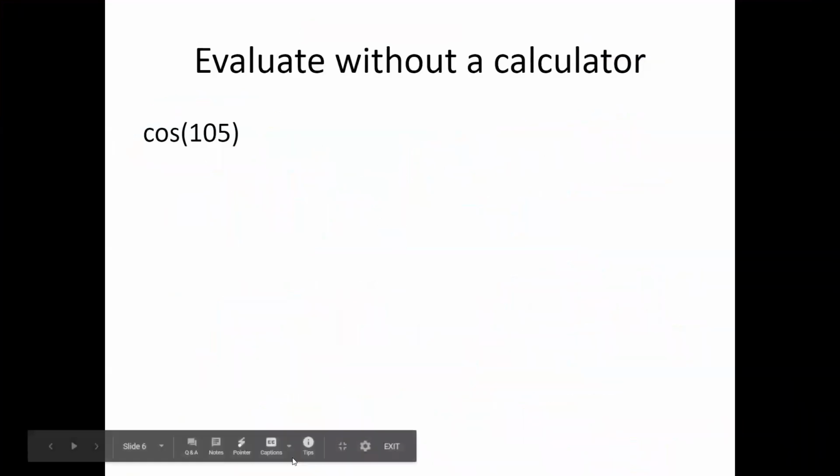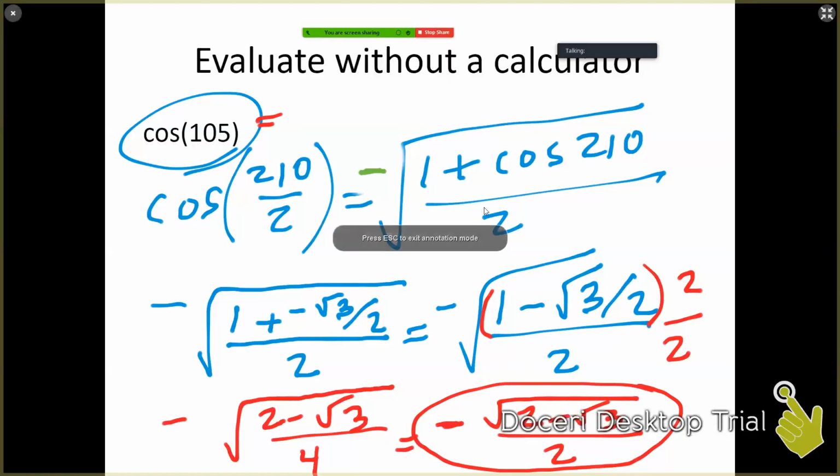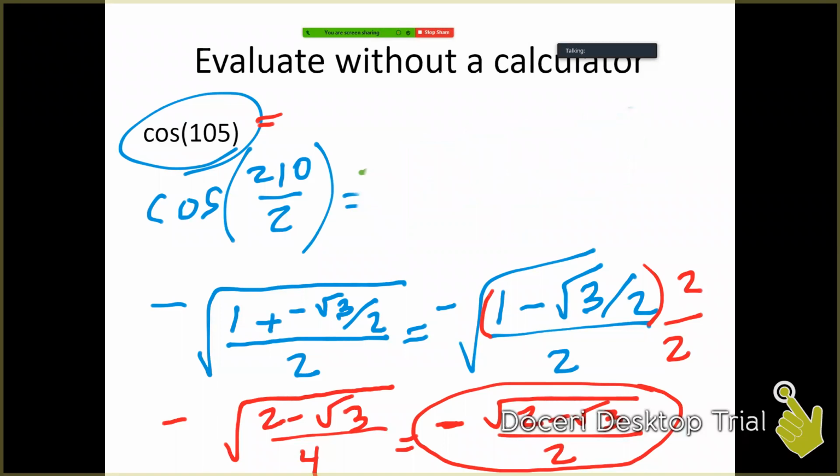Sorry, I just let someone in and then it deleted that. Let's see if I can bring it back. There you go. All right, I don't know if you can read that because of the watermark, but I'll rewrite it up here. So the final answer that we got was negative radical 2 minus root 3 over 2.